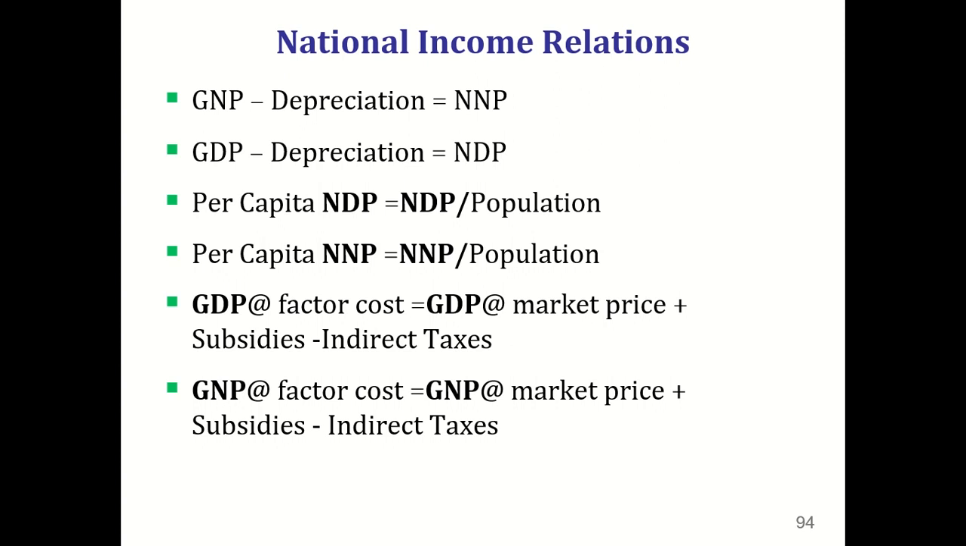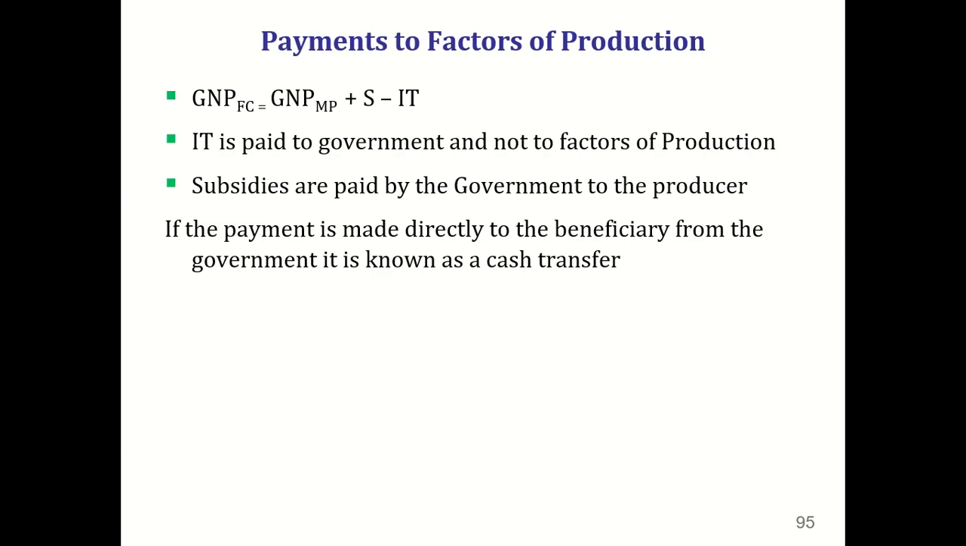Now, if I take out depreciation or capital consumption of fixed capital, I will get the net national product. Likewise, if I divide the net national product by the population, I will get the per capita net national product. Some additional points. Subsidies are paid by the government to the producer. Please keep it in mind. If the payment is made directly to the beneficiary from the government, it is known as cash transfers, like the direct benefit transfers that is being talked about.